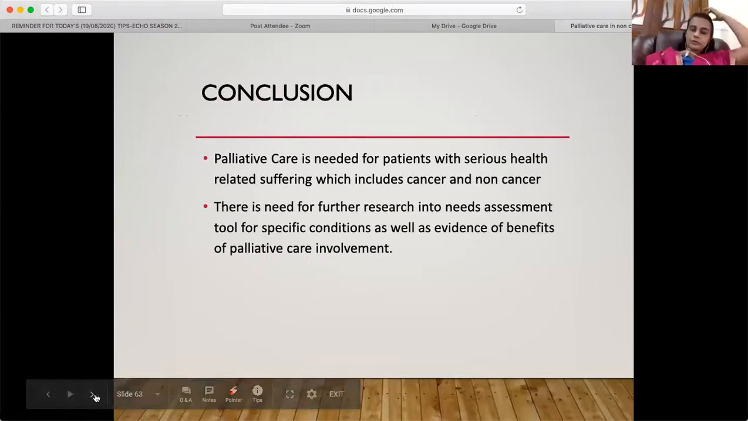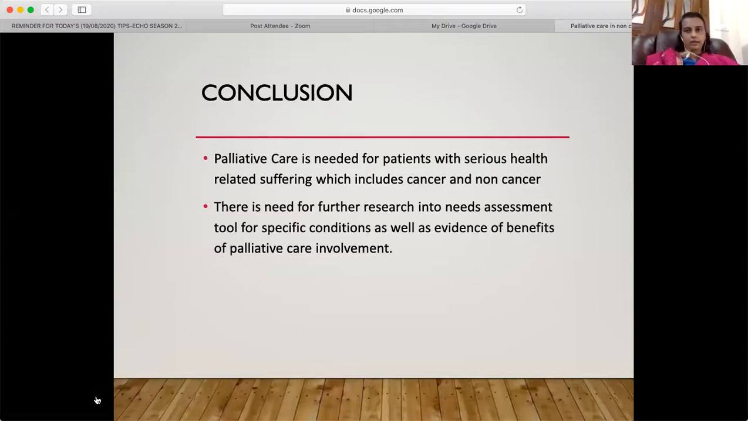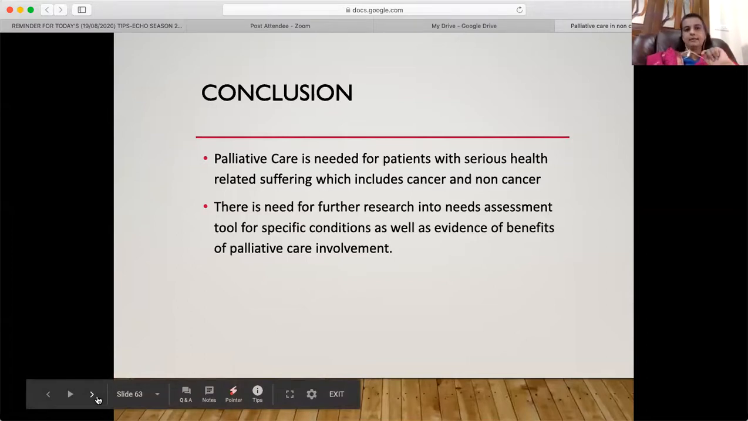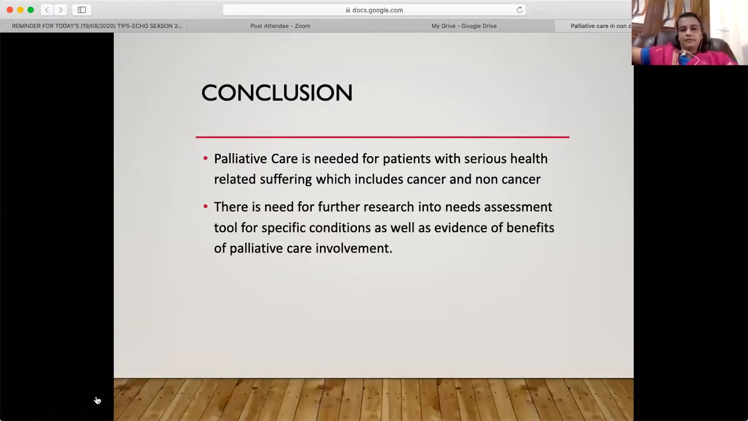So to conclude, and I agree, it has been a very quick session, trying to cover all the points, but the message that I would like to convey through the session is for you to understand that palliative care is needed with any patient with serious health-related suffering, which can include both cancer and non-cancer. And there is still a need for further research into the needs assessment tool for specific conditions as well as the evidence of benefits of palliative care involved.